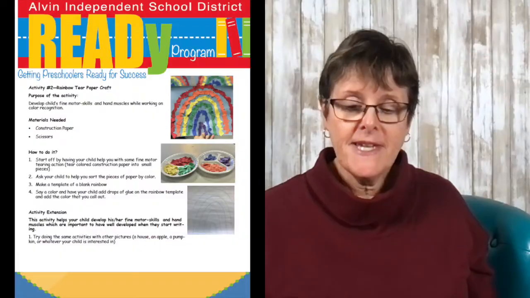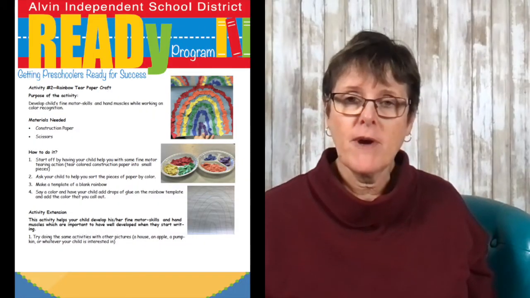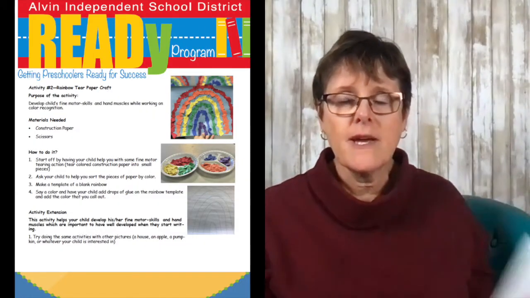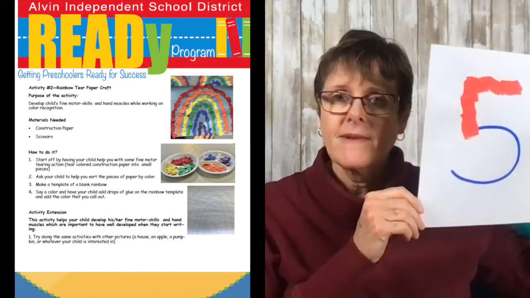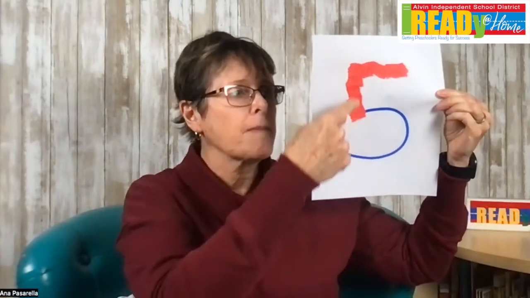The next activity is a rainbow tear paper craft, except this week, we're not going to tear and build a rainbow, but we are going to work on our numbers. So we've taken a marker and we've written the number 5 in this case, and then you're going to give your child paper to tear into small 1-inch or smaller pieces, and then they're going to glue them on the number outline.